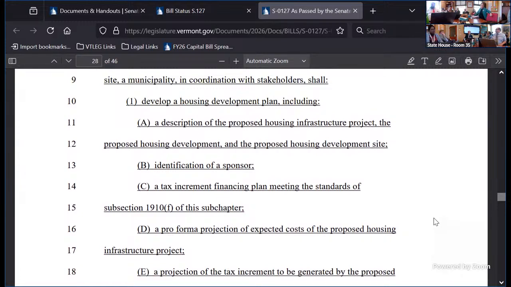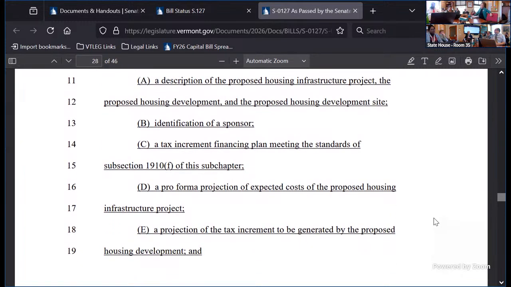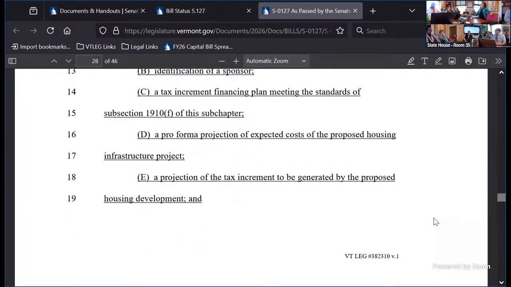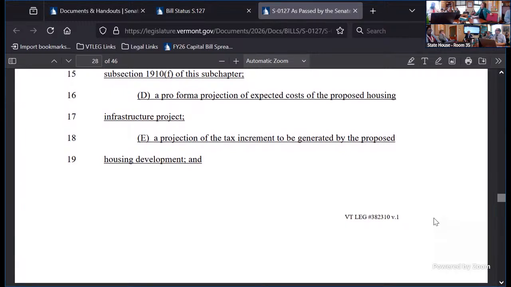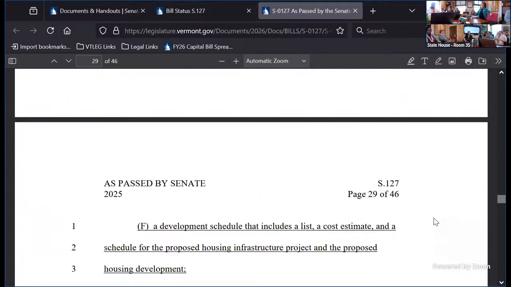The housing development plan would additionally include a tax increment financing plan meeting standards, the same standards we apply for TIF districts, and we'll come to that subsection, but it's things like costs. And some of it is duplicative of what you'll see here, but it's ensuring that you have a BEPC approved tax increment financing plan. Projection of expected costs, projection of the increment to be generated. So what kind of revenues can you expect for financing to be made available if the project works out?